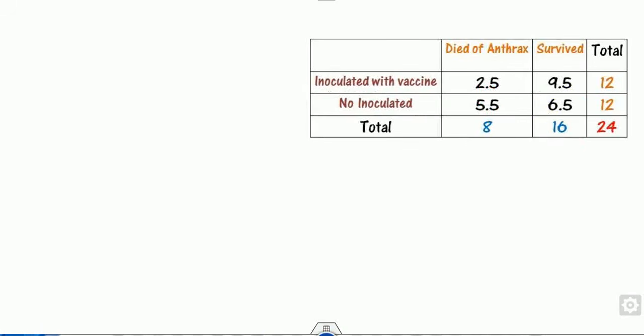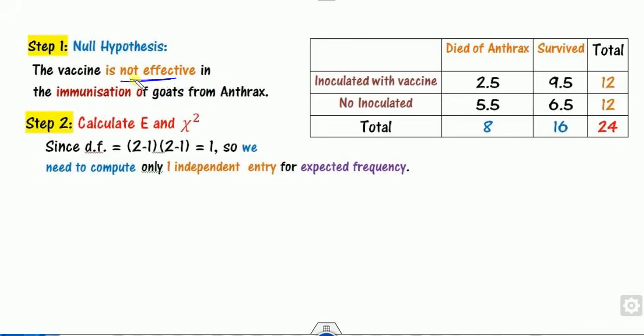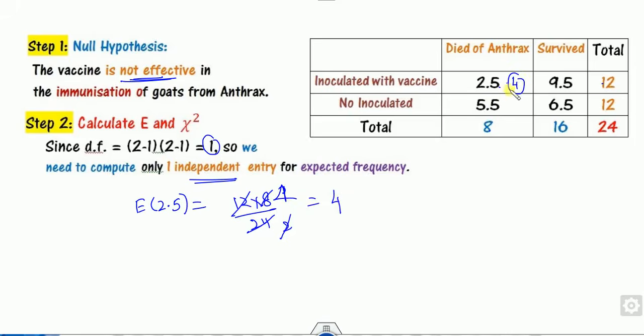Now you can define the H0, that they are not independent. Degree of freedom is again 1, so instead of finding all those values, we need only one independent entry. So we can find it as, for example, 2.5. So this is 12, this is 8 divided by total. So this is my 4. So the expected value is my 4. So now total is 8, so this number is also 4. The total is 12, so this number is 8. This 12, this is 8.